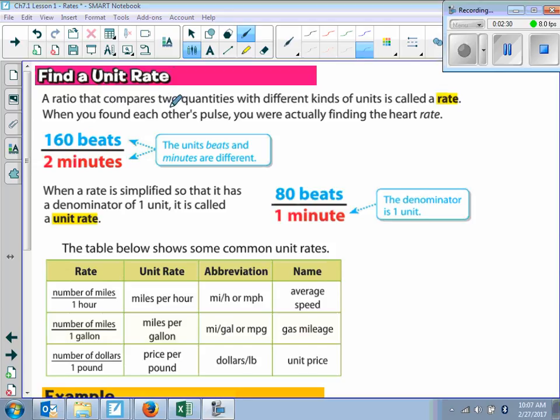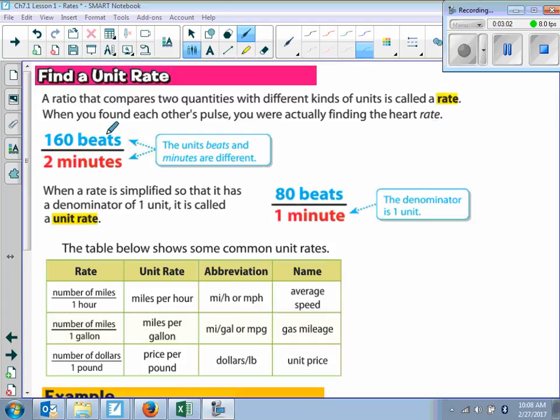You guys, we've talked about unit rates before. A unit rate is a ratio or a rate that has been simplified to what in the denominator? 1 unit in the denominator. A ratio compares 2 quantities. If you, let's see, with different kinds of units, it's called a rate. When you found each other's pulse, you are actually finding a heart rate, which is beats per minute. So they're comparing the number of beats to the number of minutes.